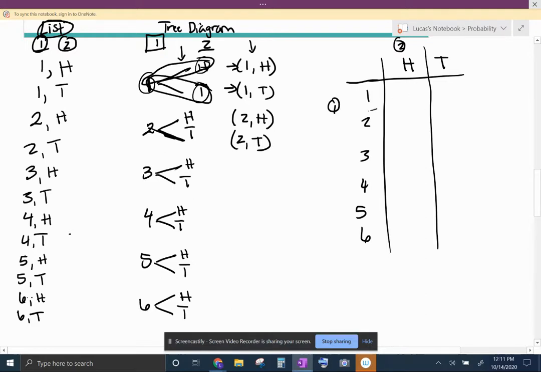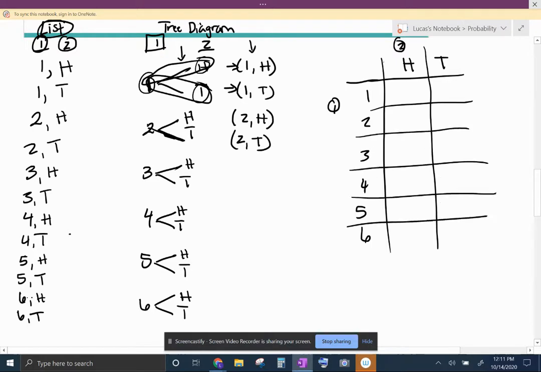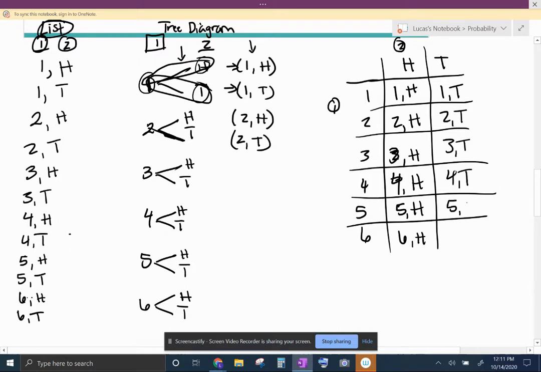And whatever you have, you basically just put them together. So I can get a 1 and then an H, a 2 and then an H. Notice that the H's are staying here. A 3 and then an H, a heads. Roll a 4 and then flip a heads. I can roll a 5 and then flip a heads, and then I can roll a 6 and then flip a heads. Or I can roll a 1 and then a tails, a 2 and a tails, a 3 and a tails, a 4 and a tails, a 5 and a tails, a 6 and a tails.